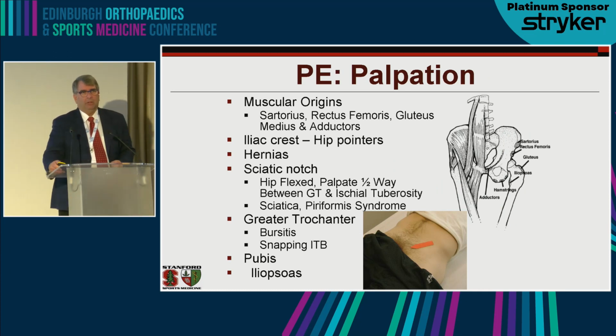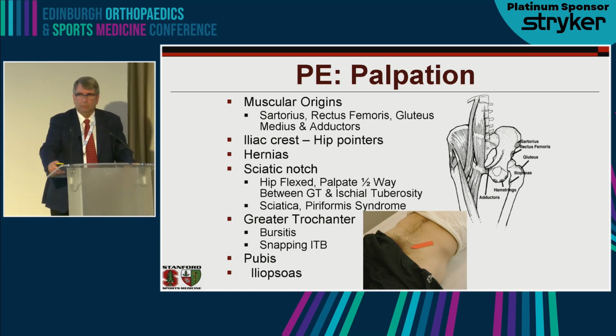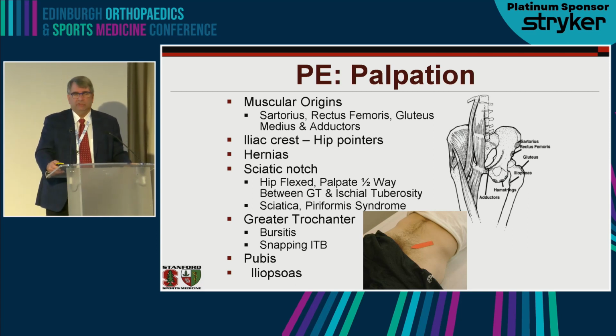And then you want to palpate all around the hip, particularly the muscular origins of the sartorius, the rectus, the glute med, and the adductors. You want to palpate the iliac crest for hip pointers, which you'll see frequently in sports like rugby and American football. Assess for hernias. You want to assess around the sciatic notch. You want to assess for the piriformis syndrome by palpating halfway between the ischial tuberosity and the greater trochanter. You want to palpate not just on the greater trochanter, where you might get trochanteric bursitis, but you want to also palpate on the gluteus medius tendon.